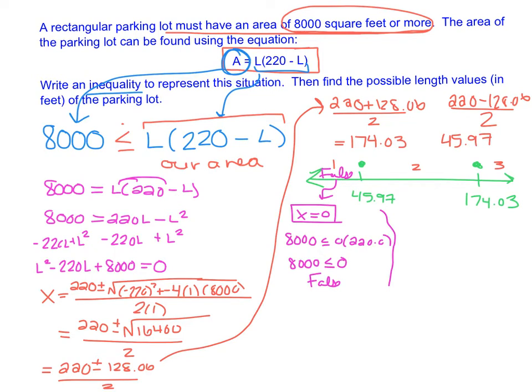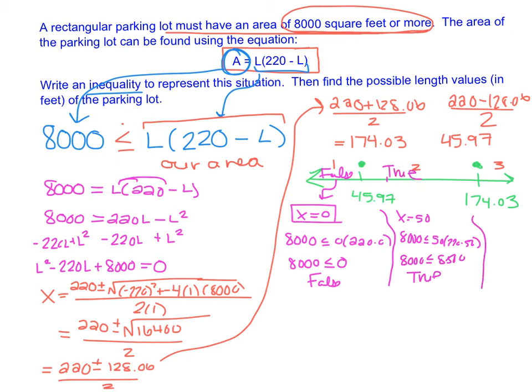If I pick a number in my second region, I can pick something like x is equal to 50. So I have 8,000 is less than or equal to 50 times 220 minus 50. And if we simplify that, we get 8,000 is less than or equal to 8,500, which I know to be true. So I know that region 2 is in fact true.